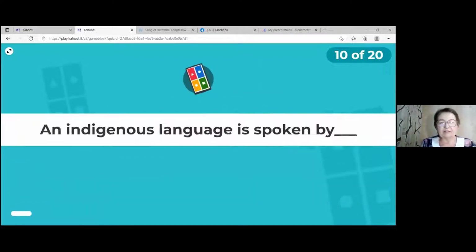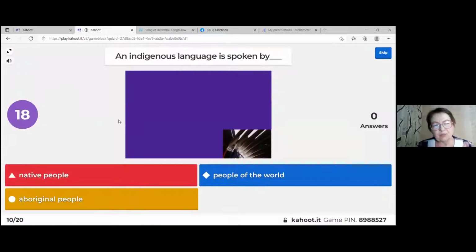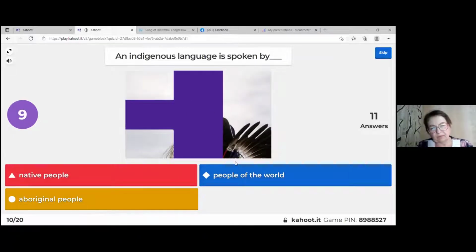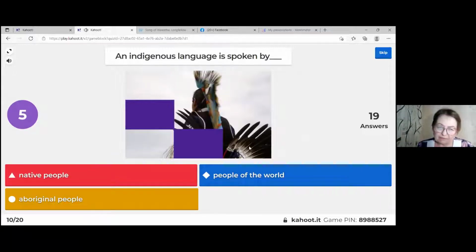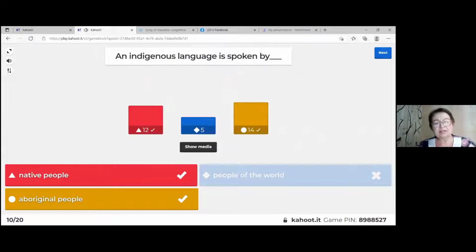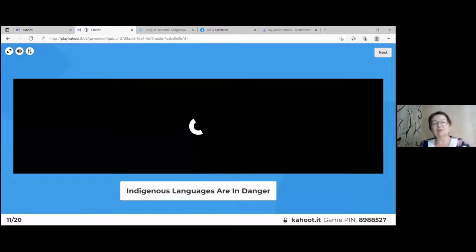Multi-select: an indigenous language is spoken by whom? This language is spoken by native people, people of the world, aboriginal people. Who speaks indigenous languages? The language is spoken by the local people, the native, the aboriginal people. Here you come to the third place.